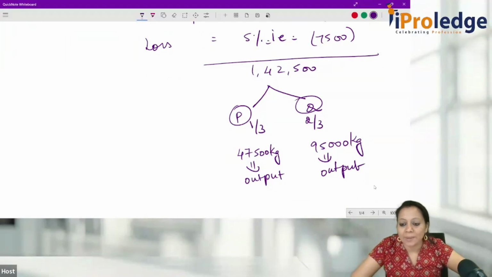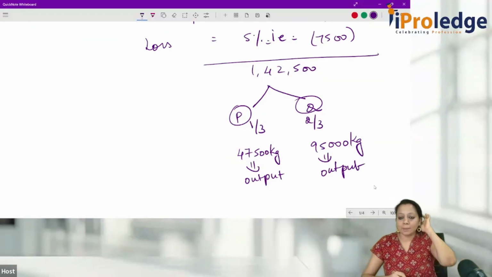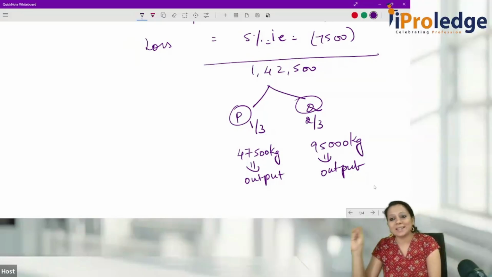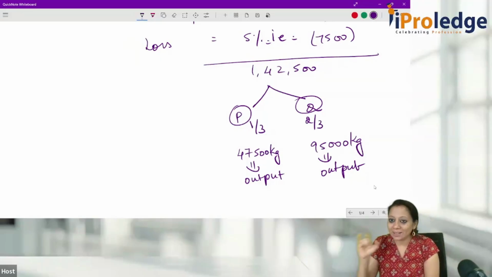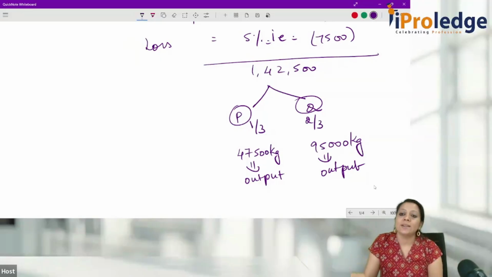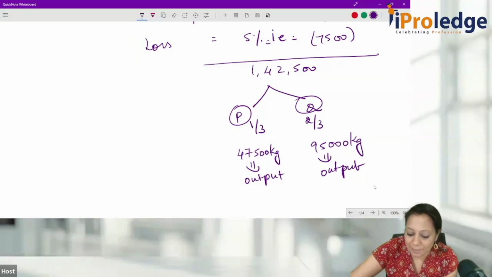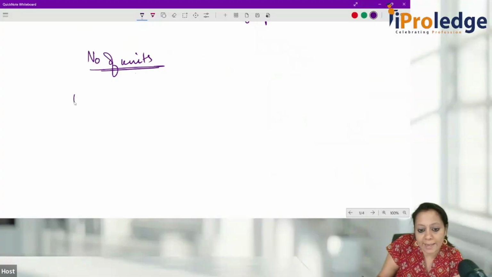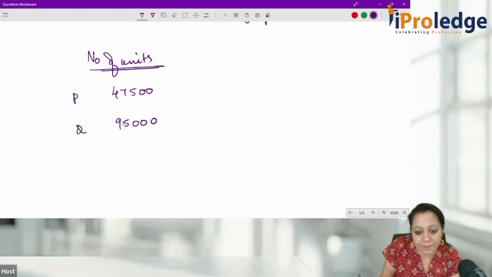Shall we proceed? Now, ma'am, why are you doing all this? Because first they told me that joint cost is based on sales value. Joint cost was not given. We calculated the joint cost, sales value not given. Now we calculated the units. Units, we will go to the sales value. So it is going to be number of units for P and for Q. For P, it is 47,500. For Q, it is 95,000.